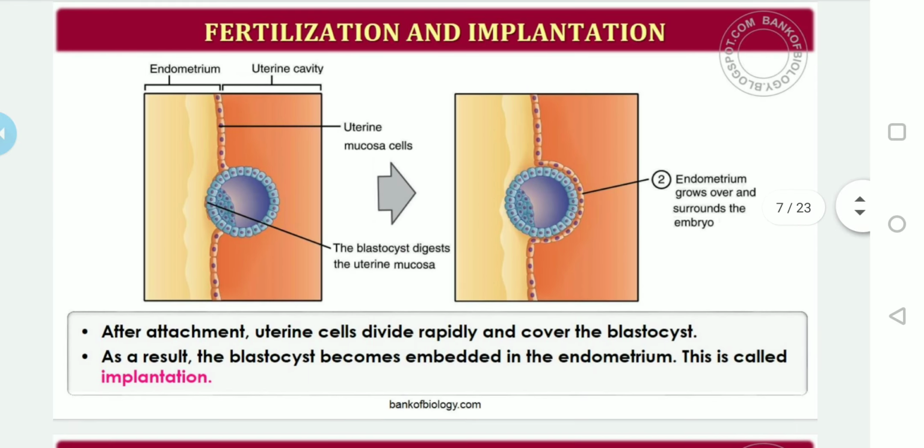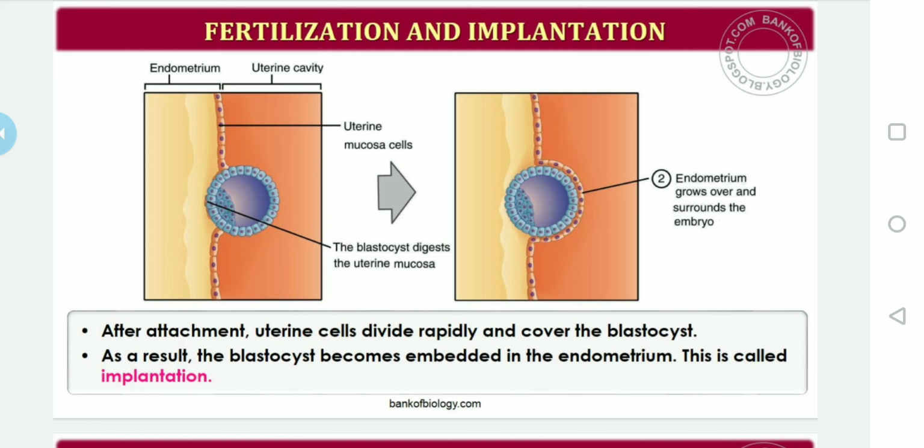So here is the diagrammatic representation where you can identify clearly the structure of the endometrium wall, uterine cavity, uterine mucosal cells, and the blastocyst, how it will digest, that means it fixes into the uterine mucosa. Then in the next stage, the endometrium grows over and surrounds the embryo. Okay, so after the attachment, the uterine cells divide rapidly and cover the blastocyst, so that as a result the blastocyst becomes embedded in the endometrium. This is also called, yes, implantation, and this implantation leads to pregnancy.